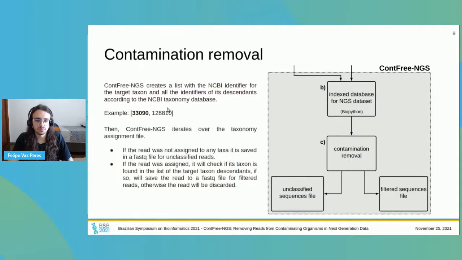Then ContFree-NGS iterates over the taxonomic assignment file, and if the read was not assigned to any taxa, it is saved in a FASTQ file for unclassified reads. You can see it here. And if the read was assigned, it will check if its taxon is found in the list of target taxon descendants. If so, it will save the read to a FASTQ file for filtered reads. Otherwise, the read will be discarded. So this is done here in this step of contamination removal.